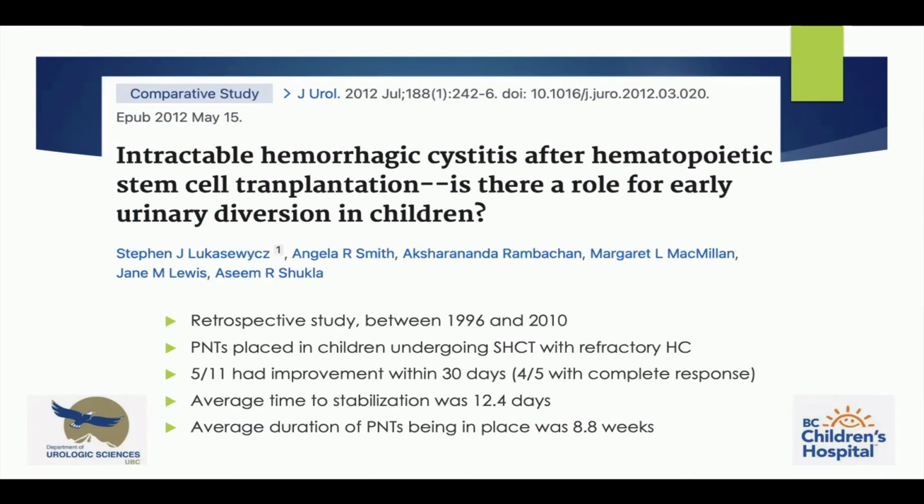So here we have a retrospective study that was published in the Journal of Urology in 2012. This was between 1996 and 2010. So what they did is that they placed nephrostomies in children undergoing stem cell transplant with refractory hemorrhagic cystitis. And 5 patients out of 11 had improvement within 30 days. And in these 5 patients, 4 had complete response.